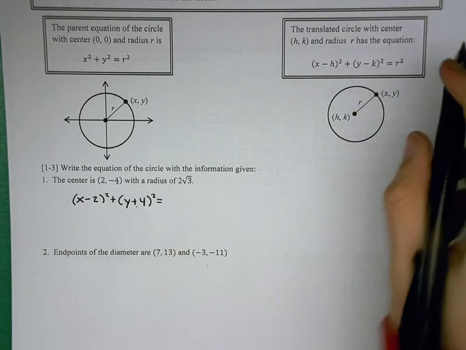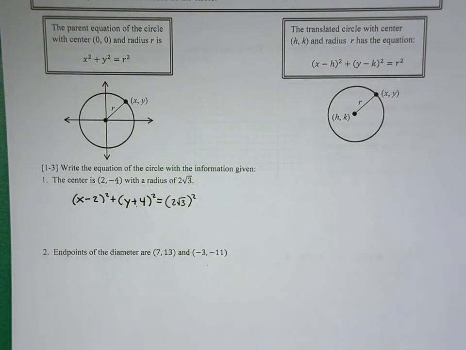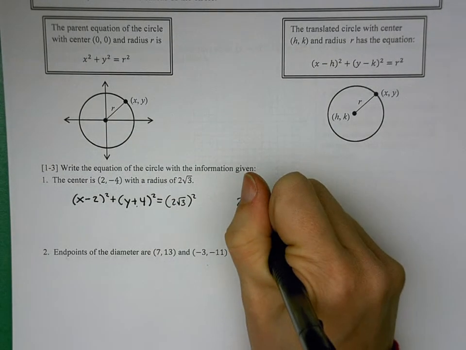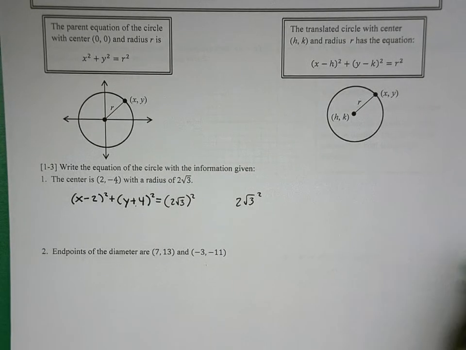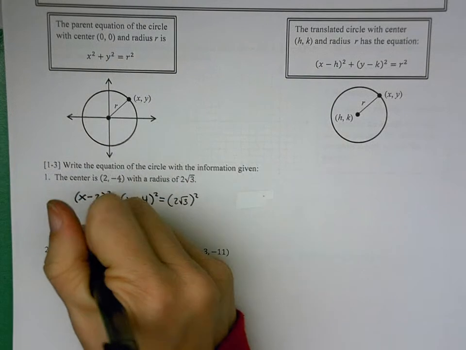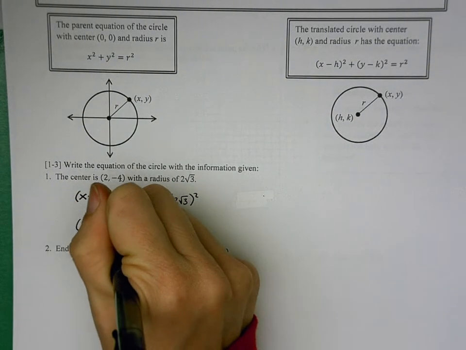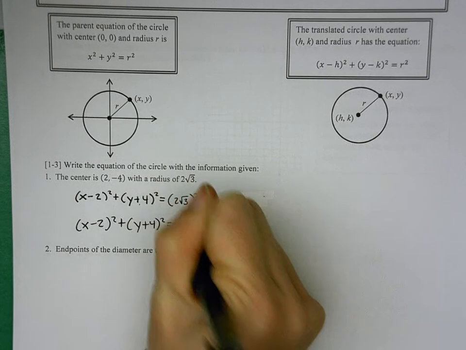And then my radius at the back is 2 root 3 squared, which is 12 if you want to write it as 12, but it's also fine to write it as 2 root 3 quantity squared. It is not okay to write it like this, though. If you think you're going to make this mistake, I'd maybe make this 12.